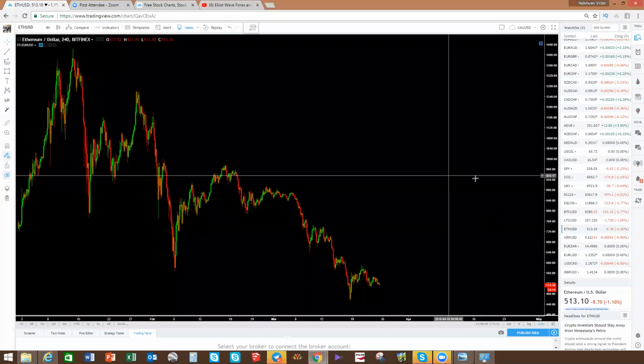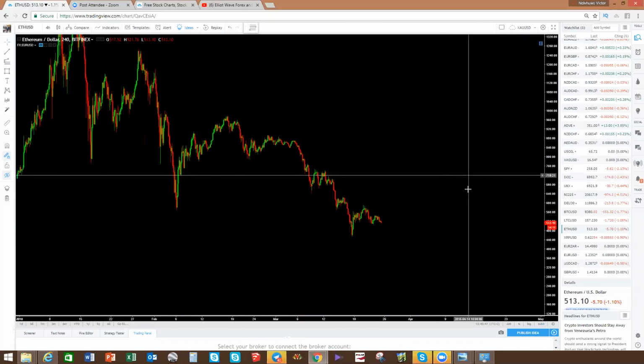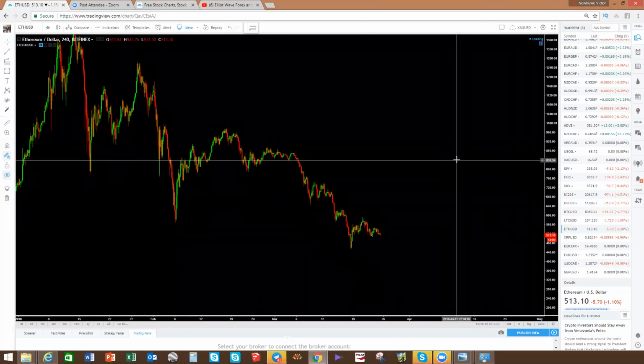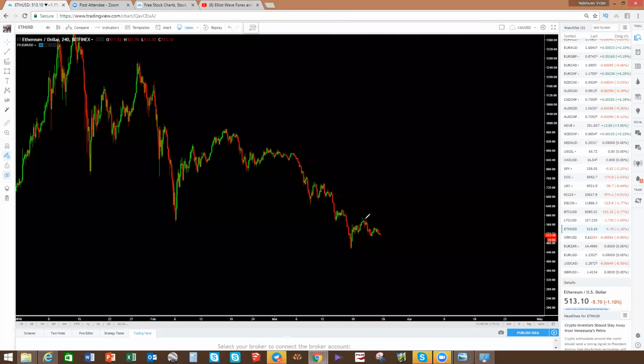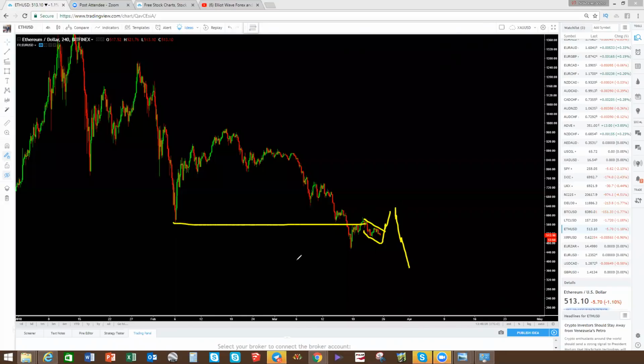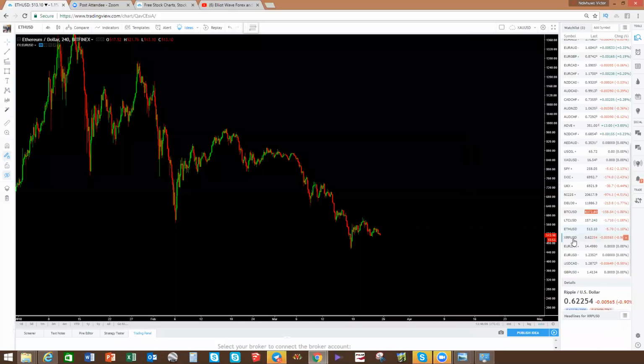Ethereum, you can see we've got that similar structure on all of them right at the bottom. Yes, all of them following the same thing. See here, may have a 3-wave pullback for a further move downside. This one has already broken the low, so which means the others may come and break the low as well. Ripple.